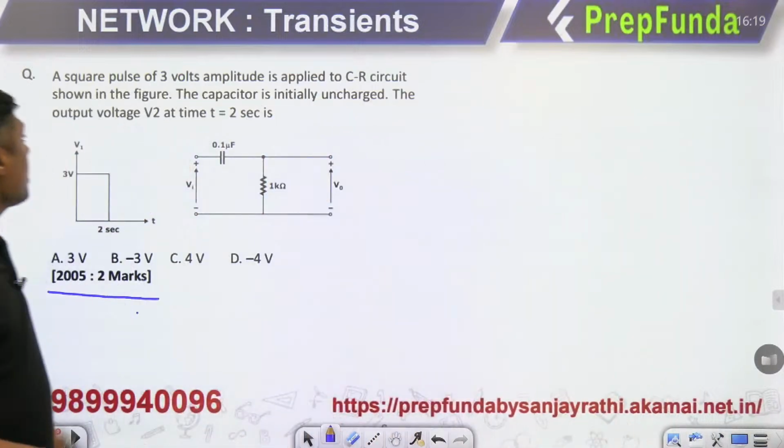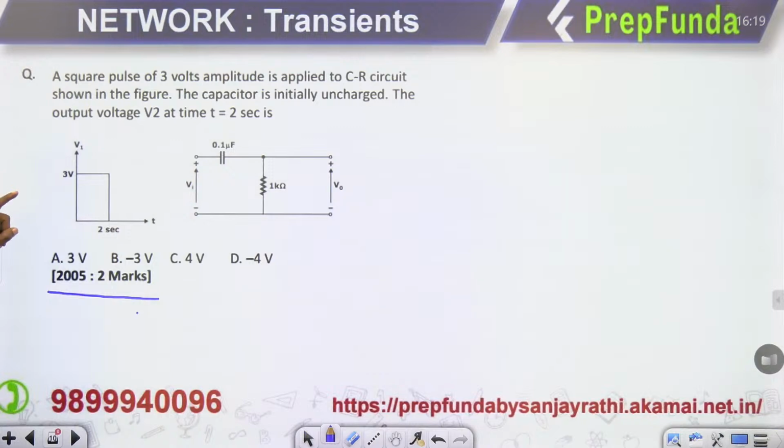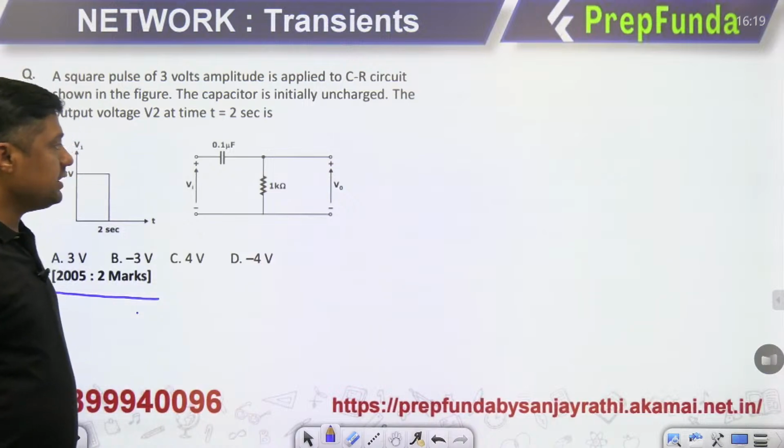Look here. A square pulse of 3 volt amplitude is applied to an RC circuit shown in the figure. The capacitor is initially uncharged, an unenergized capacitor. The output voltage V2, at time t equal to 2 seconds is? Look, the input is 3 volt up to 2 seconds, and exactly at 2 seconds there is a sudden change. The input voltage will become 0 at 2 seconds, right? There is a sudden change.